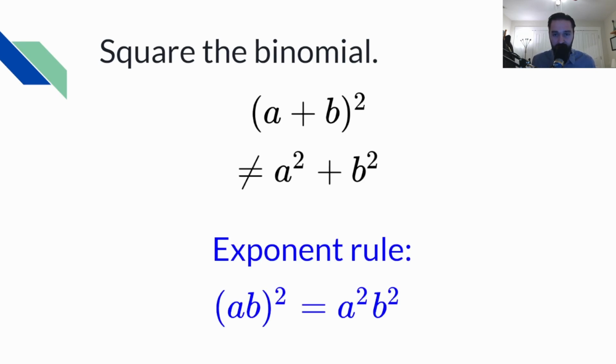We have an exponent rule that says (a times b) squared equals a squared b squared. So we take the power 2 and we apply it to each piece of the product, ab. But the rule says to do that for a product. There's no exponent rule that says to take this power and apply it to each piece of the sum. That rule doesn't exist. So that's the mistake we see here.